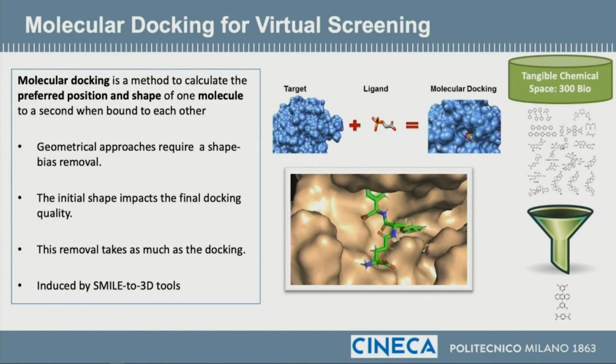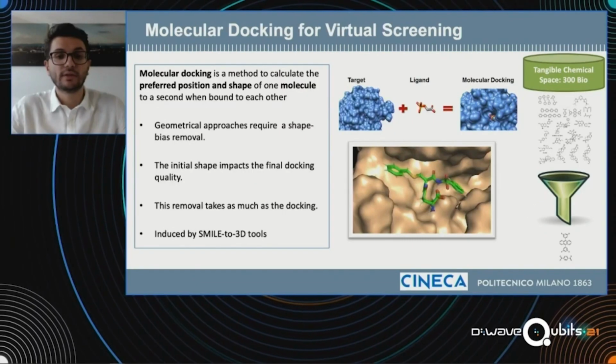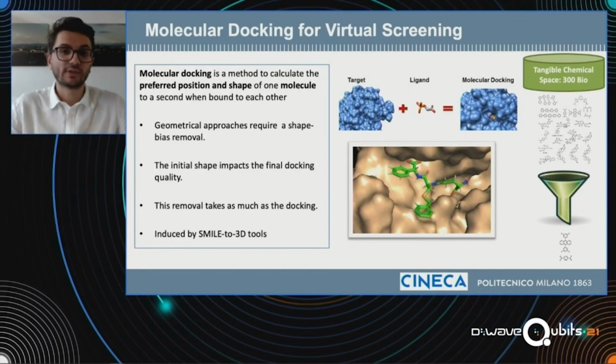When each molecule is evaluated on pharmacophoric features, we have an extreme computational cost, and that's why we are using geometrical approaches that unfortunately have some biases. One of the biases in our case is a shape bias that is induced by the tool SMILE to 3D, that is taking the SMILE representation and translating it in a 3D representation of the molecule. That is useless because it's created in a disconnected fashion from any type of criteria.